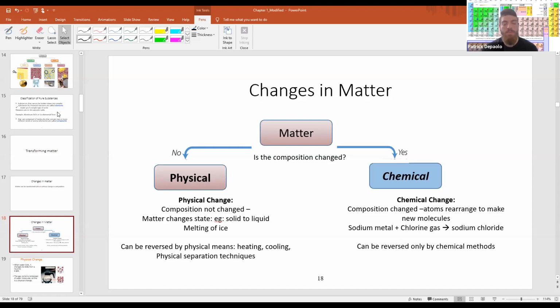So if you cut a piece of paper in half, each half is still paper. Chemically, it's still carbon and whatever else they add to paper. So yeah, that's a physical change.